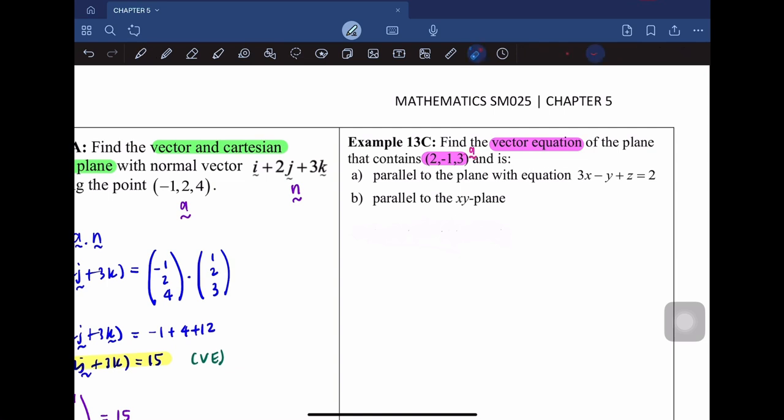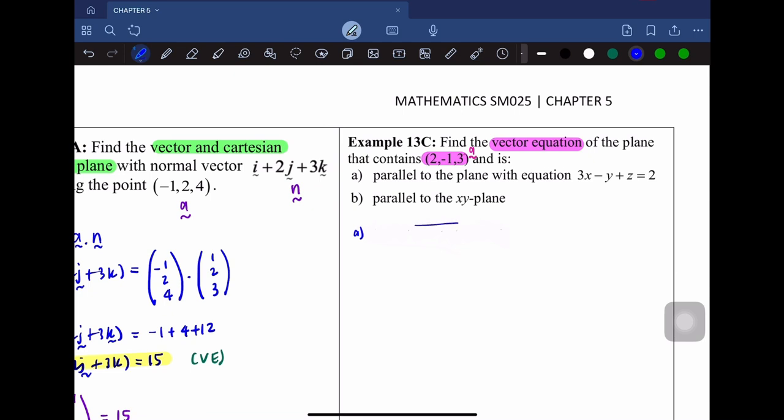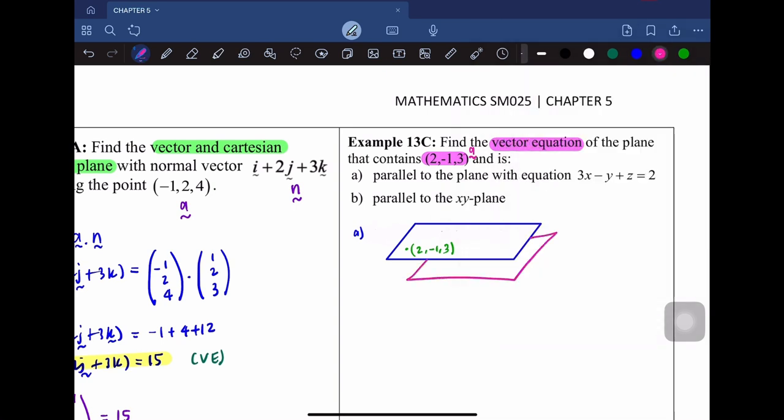It also says that the plane is parallel to the plane with this equation. Meaning that we have a plane over here with the fixed point 2, negative 1, and 3. So this is our fixed point on the plane. And then it says that our plane is parallel to a plane with this equation, meaning that we have another plane, let's say somewhere here, which is parallel to our plane.